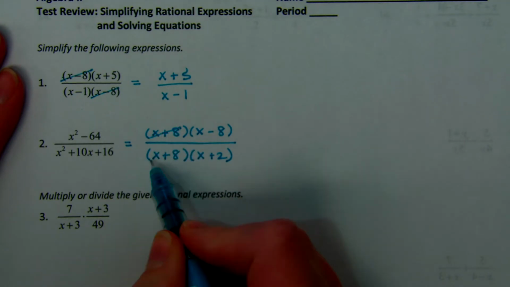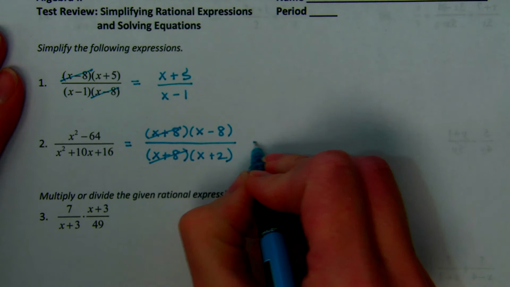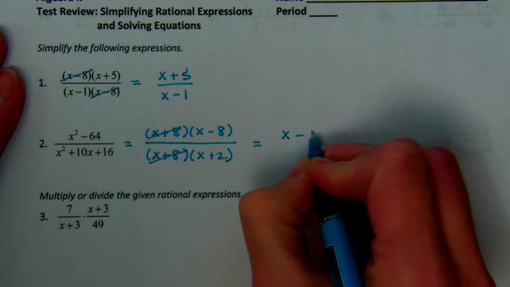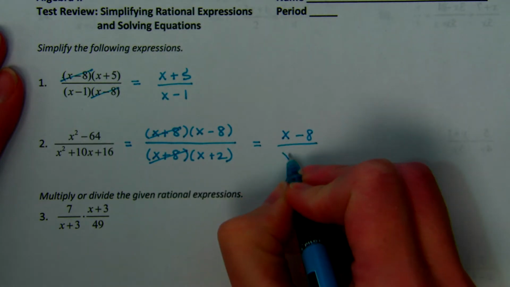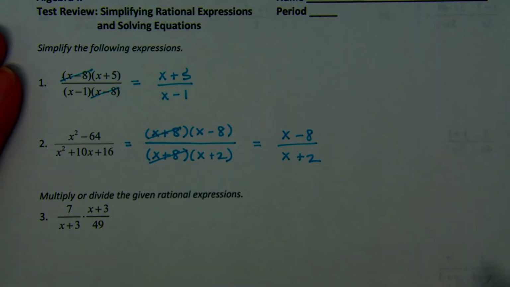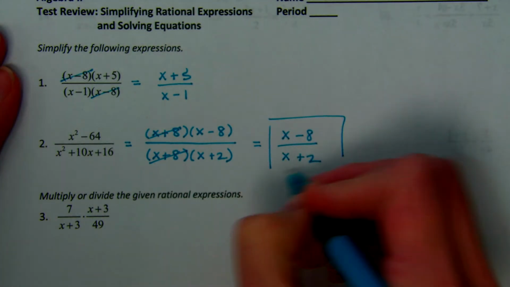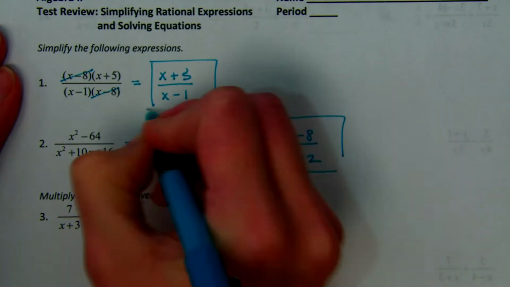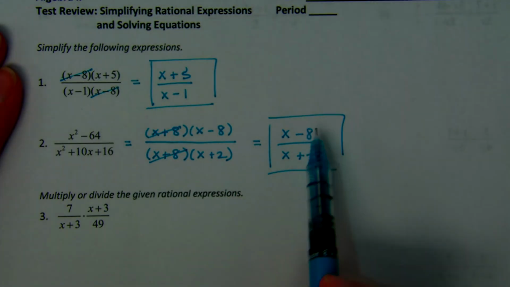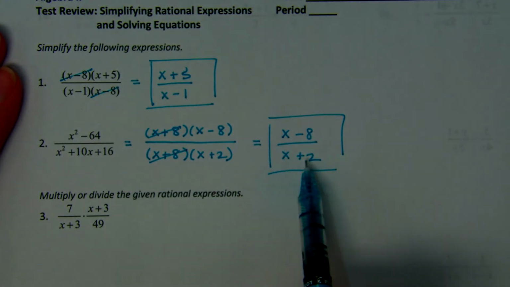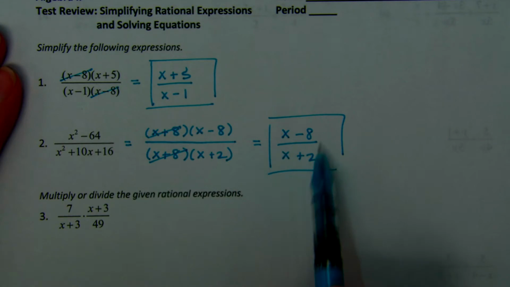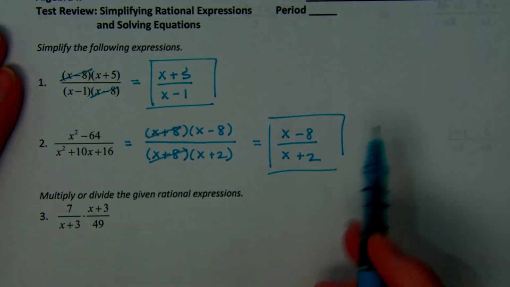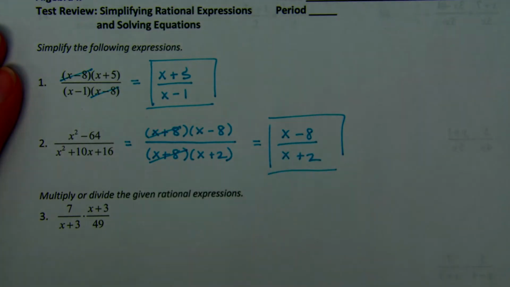So x plus 8, those cross out. And I'm left with x minus 8 over x plus 2. And that's our answer, right? We're done. Don't cross anything else out. This x is married to the 8, this x is married to the 2. You cannot separate those numbers from their variables, so x from that number.